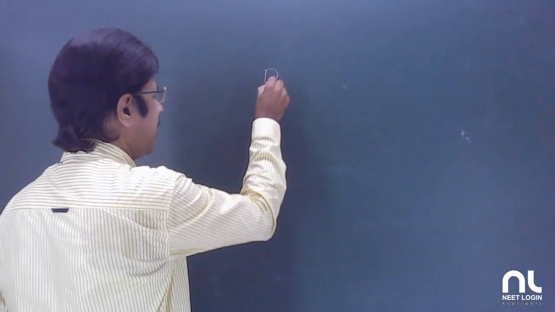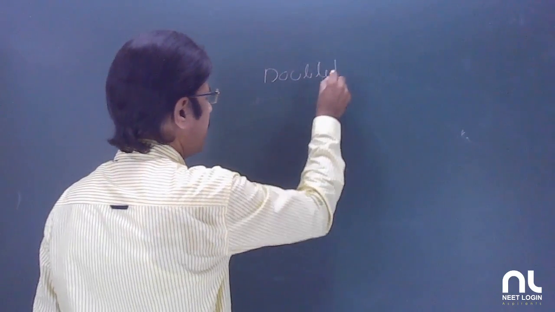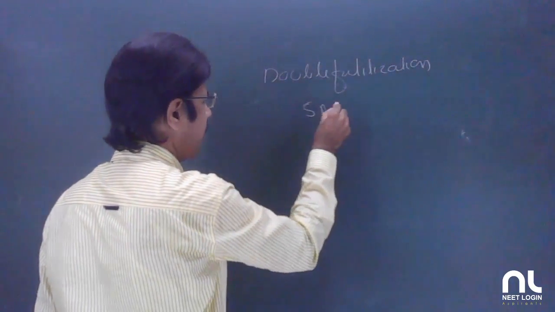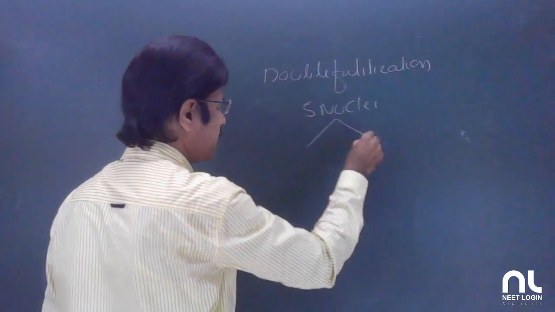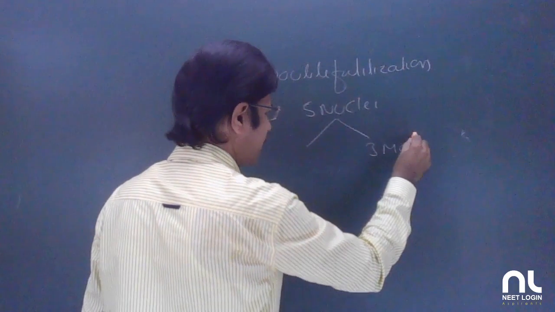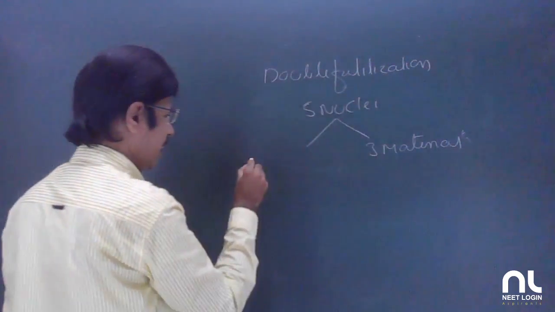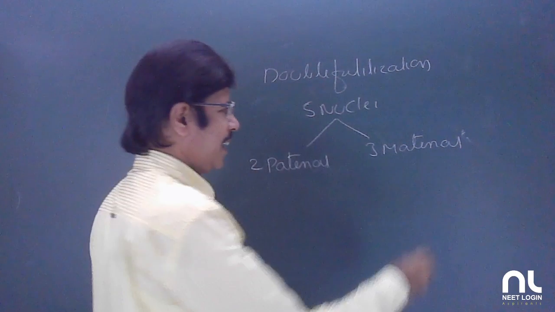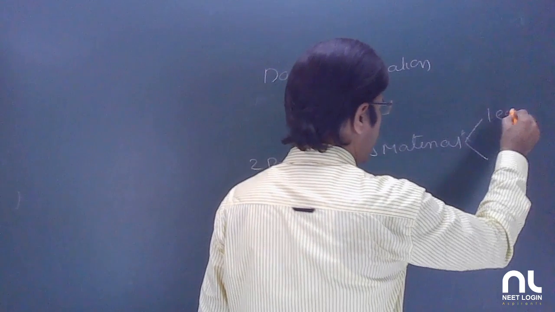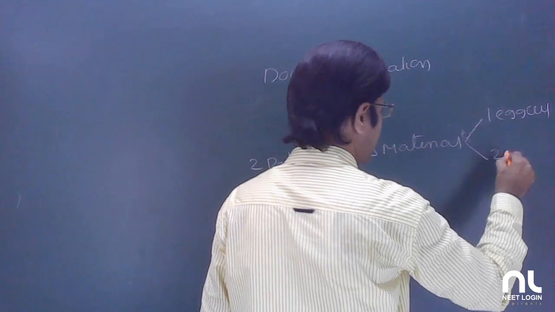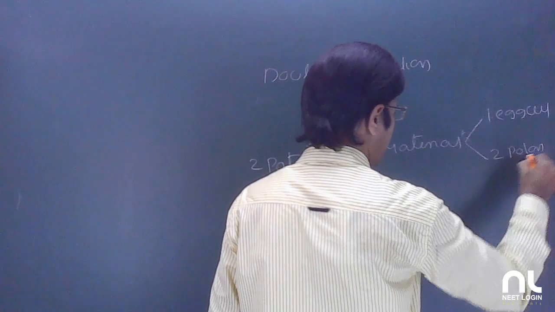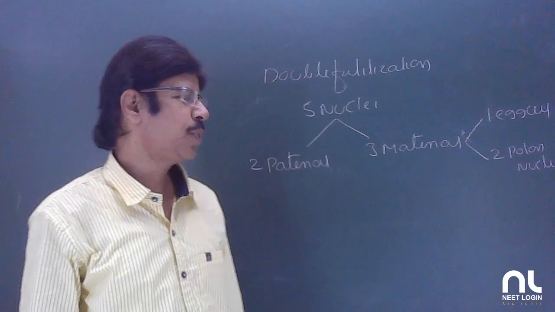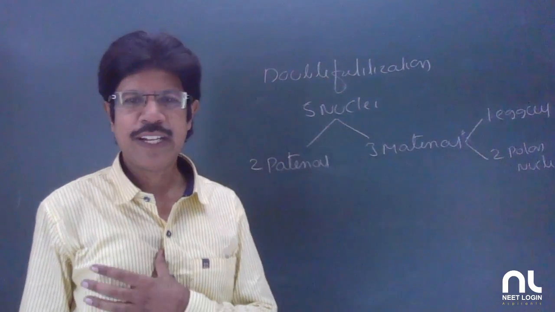So in double fertilization, 5 nuclei. In these 5 nuclei, 3 are maternal and 2 paternal. In these 3 maternal, 1 is the egg cell and 2 are polar nuclei. So 5 genomes are involved in case of double fertilization.